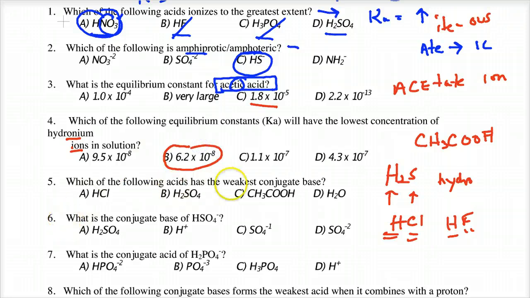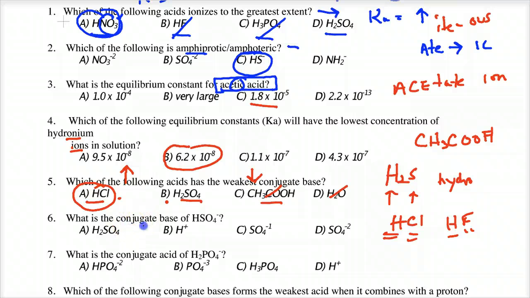Which of the following acids has the weakest conjugate base? Wait a minute. If you've got a weak conjugate base, what kind of acid do you have? Ah, a strong acid, an inverse relationship. So which of the following acids is the strongest? Weak acid, strong acid, strong acid. This one's higher on table L. Okay, and I'll just do one more.